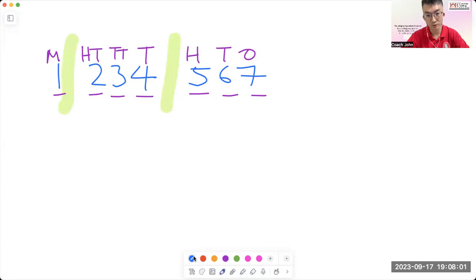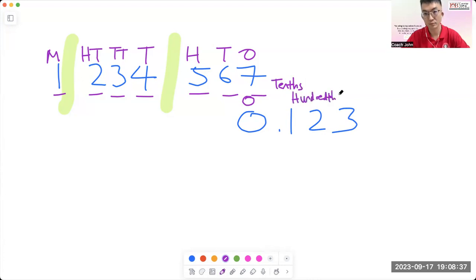And likewise for decimals, let's say it's 0.123. Here you have the ones. Okay, here you have the ones, and then here you have the tenths. Okay, the tenth. And here you have the hundredth. And then here you have the thousandth. Okay.